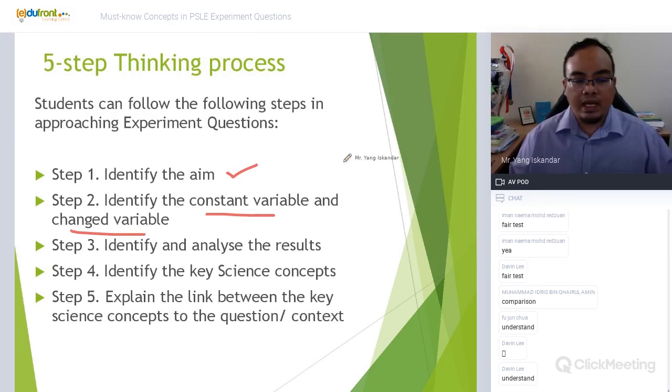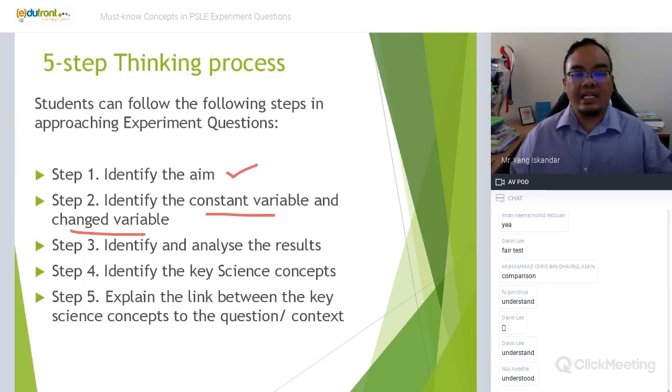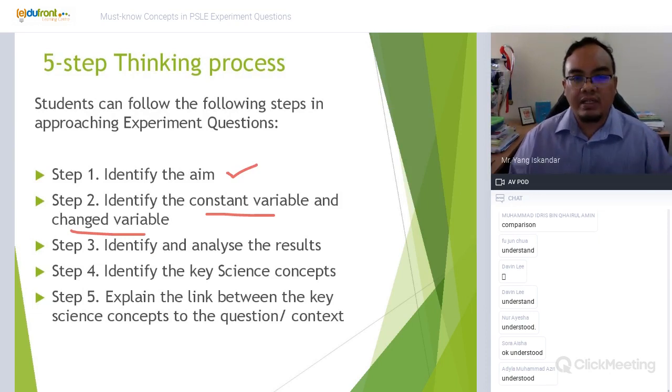Once you identify the change variable, the constant variable, and the aim, step number 3 is to identify and analyze the results. Like I said just now, the result of the experiment can be given in the form of a table or in the form of a graph. This is very tricky, especially the graph.